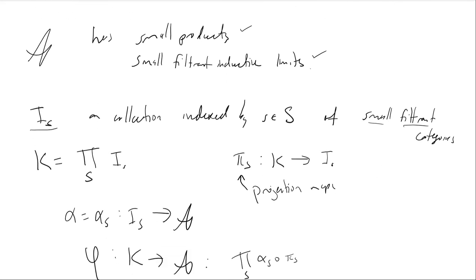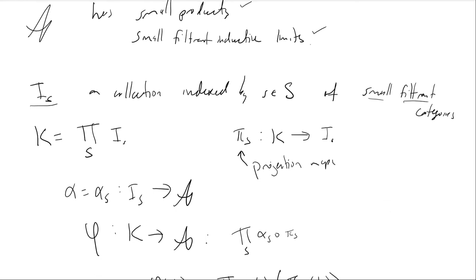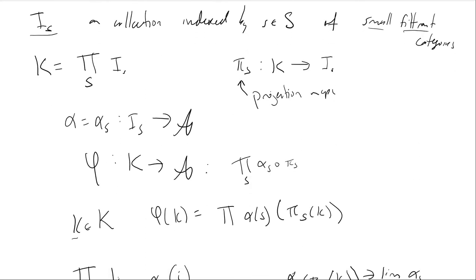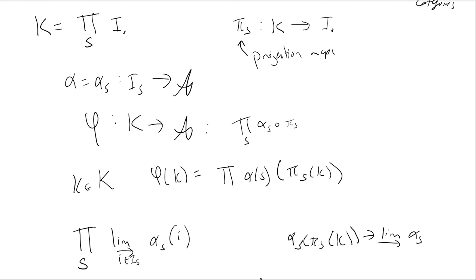We have a collection of functors, alpha, indexed by S, so I could also call them alpha_s. And these are going to be I_s to A. When we have this situation, we can bundle all these functors together, and that gives us our functor from K, which I call phi. This functor phi can be written down component-wise by taking the product of all of the pi's and the alphas together. So if I want to evaluate this on some argument, given a particular k, I can write phi of k by taking pi_s of k. This lands me in some particular I_s, and then I apply that particular alpha and take the product of them all together. So this is a formula for calculating with phi.